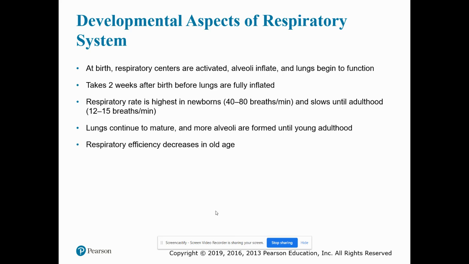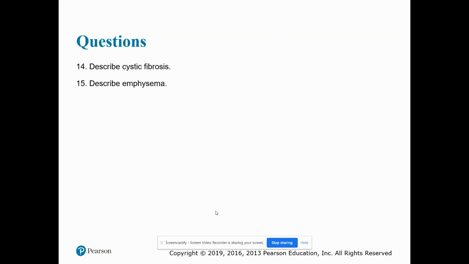And then we have the final slide, which is on the developmental aspects of the respiratory system. At birth, the respiratory centers are activated, the alveoli inflate, and the lungs begin to function. It takes about 2 weeks after birth before the lungs are fully inflated. Respiratory rate is highest in newborns, about 40 to 80 breaths per minute, and then it slows until adulthood to about the 12 to 15 breaths per minute that we talked about earlier. Lungs continue to mature, and more alveoli are formed until young adulthood, and respiratory efficiency does decrease in old age.